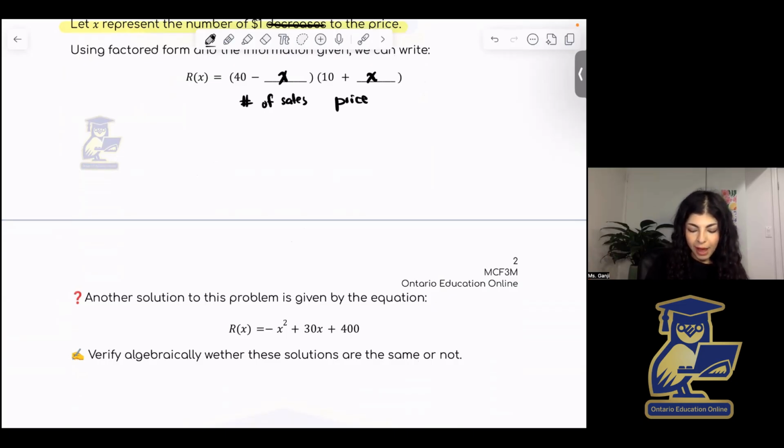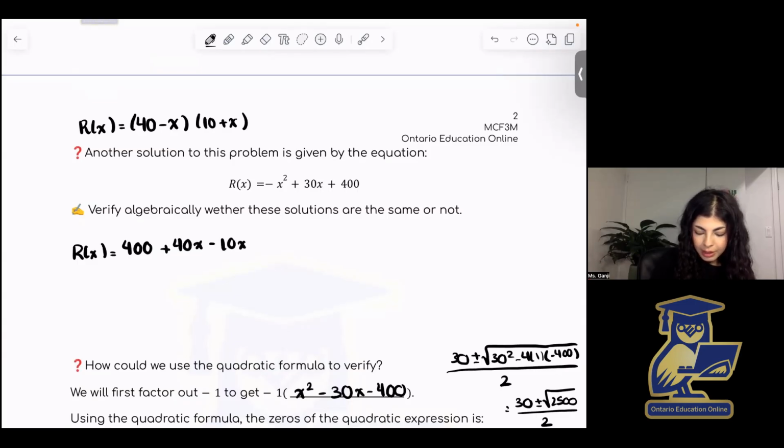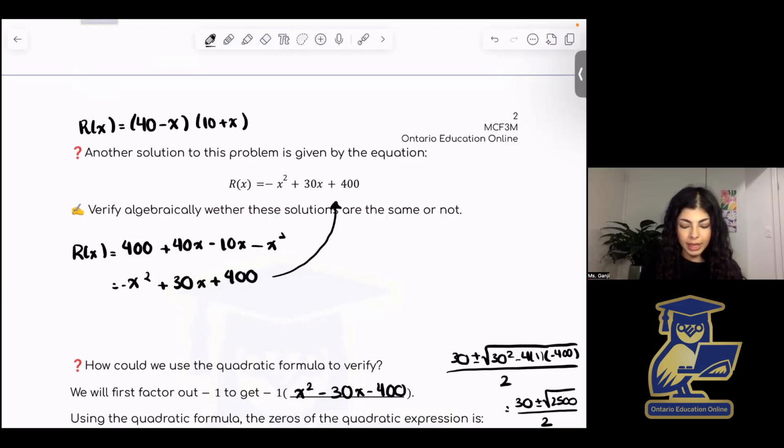So I'm going to start with that factored form. So I'm just going to rewrite it here. So 40 minus x, and then 10 plus x. And what I'm going to do is expand this. I'm just going to keep it in the same order for now, and apply FOIL. And you'll see that FOIL will still hold. You do not need the correct order. But now maybe I'm going to rearrange it where I have x squared plus 30x. And, oh, this should be negative 400. And we see that this is the same as that equation. So yes, they are the same.